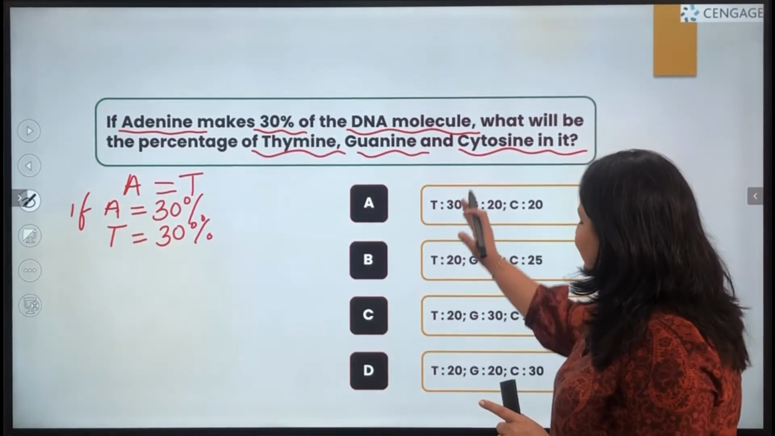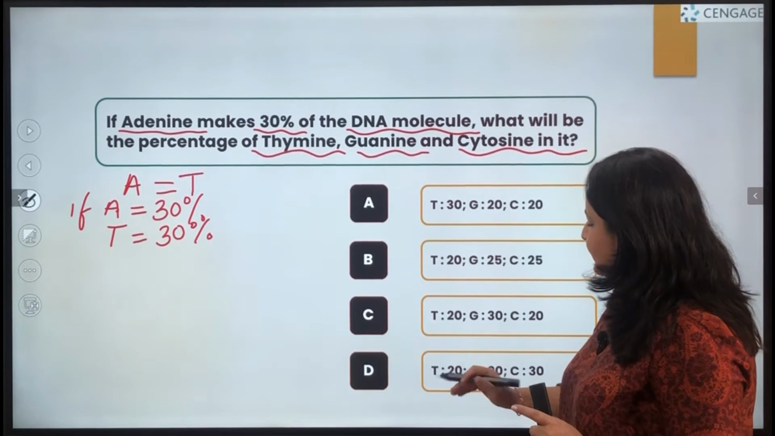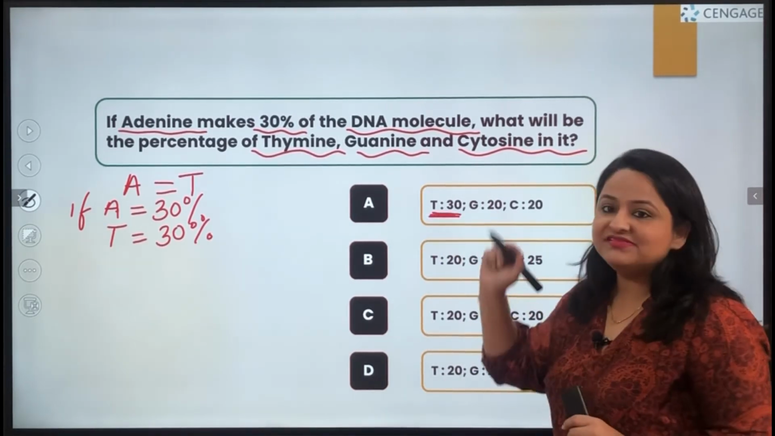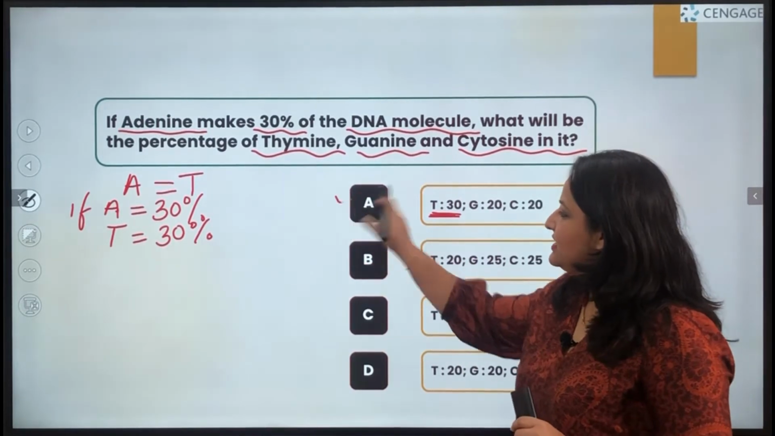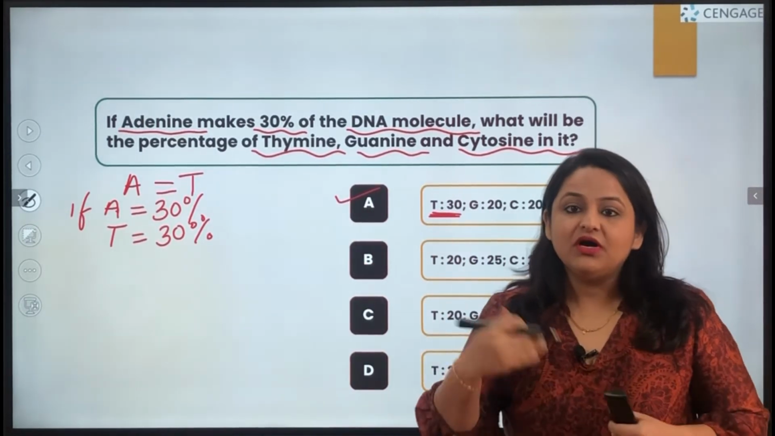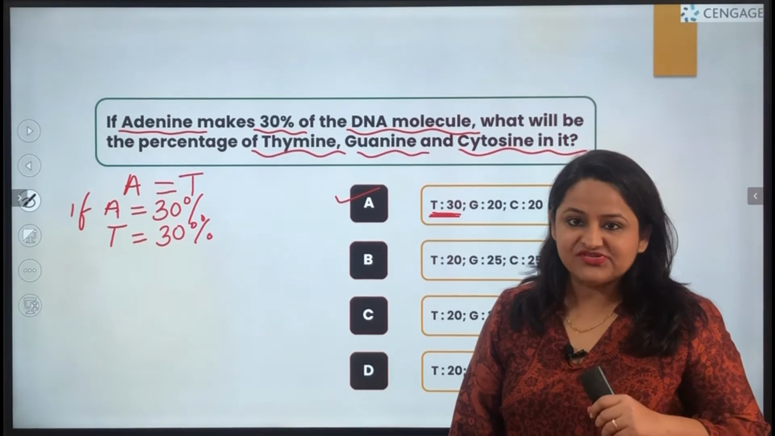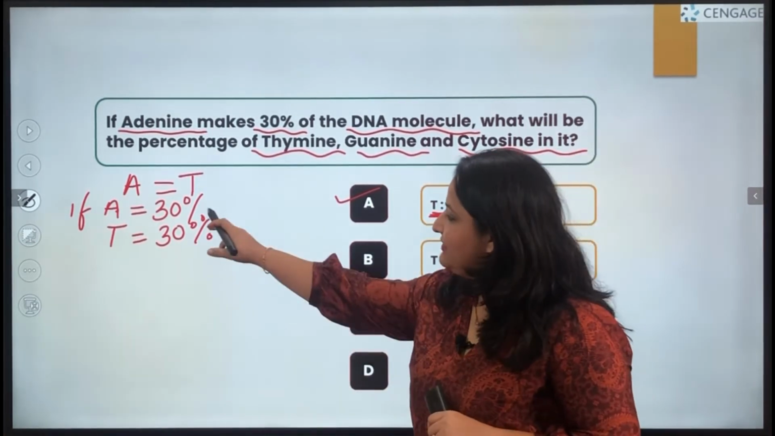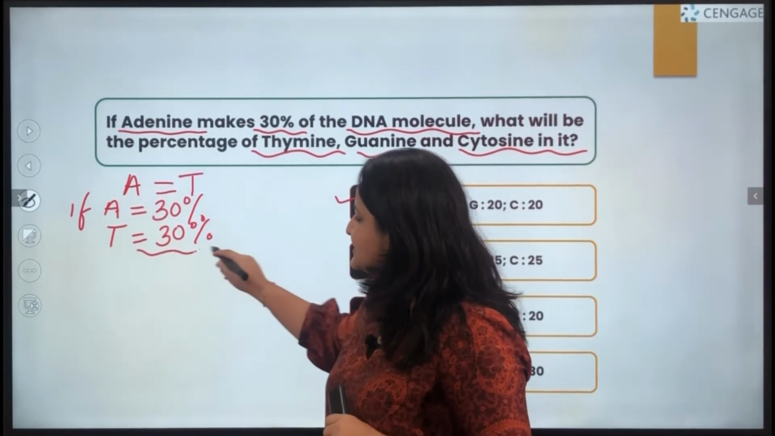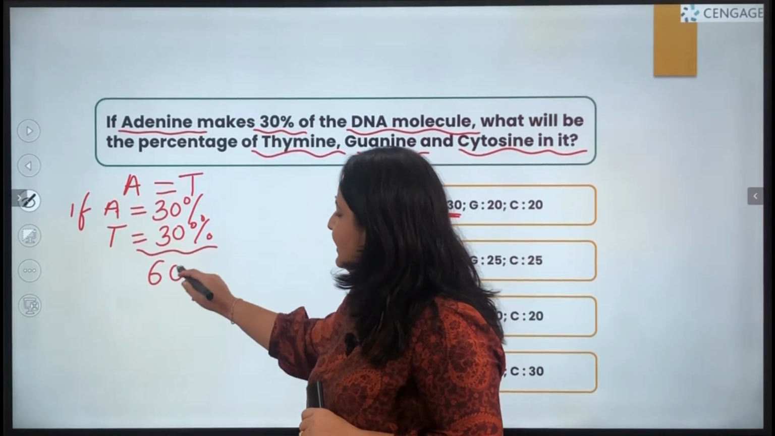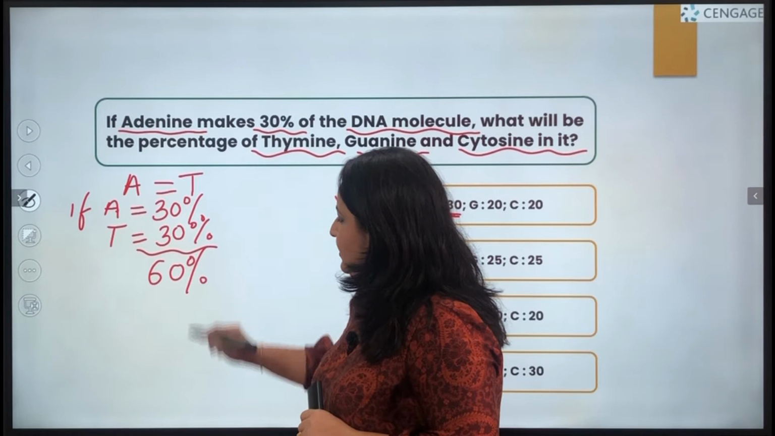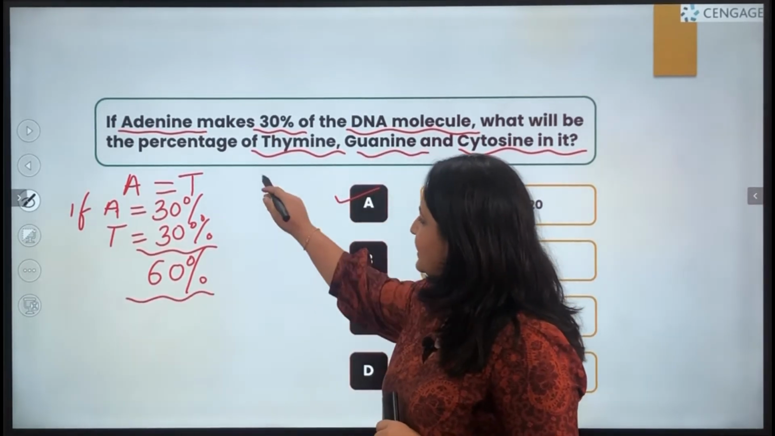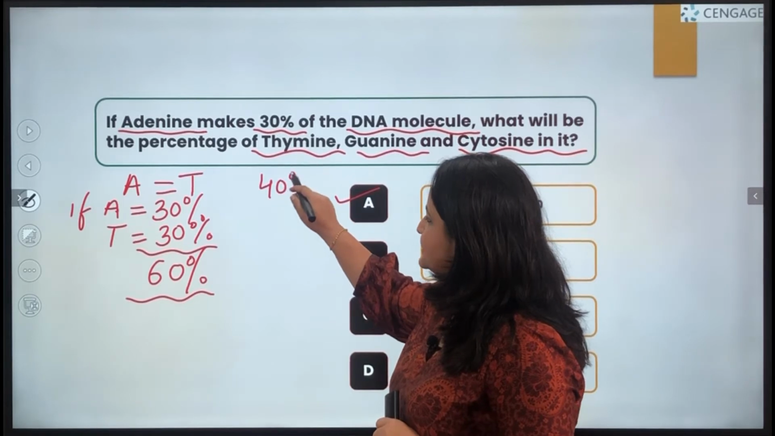So now let's look at the option which is saying thymine as 30, and out of A, B, C and D, only A option goes with thymine as 30. So we can understand that answer is A, but then let's work out the other part of the question as well. They are asking the amount of guanine also. Now adenine 30, thymine 30, that means 60% of the DNA is already taken up out of 100. What is left behind is 100 minus 60, that is 40% of the DNA.